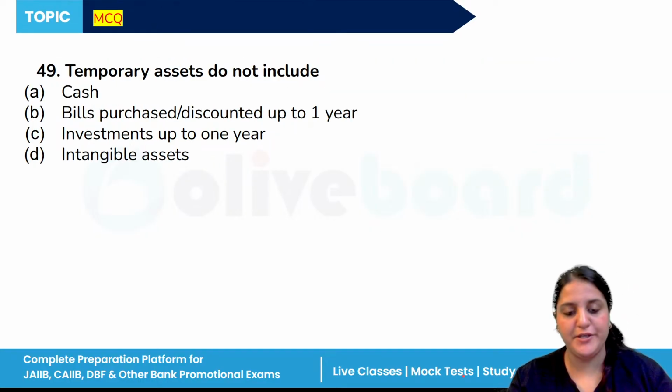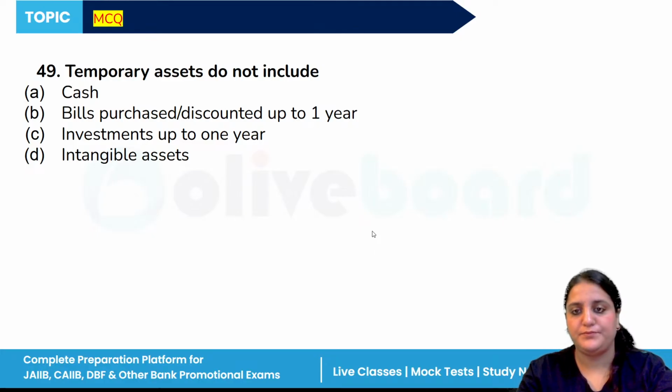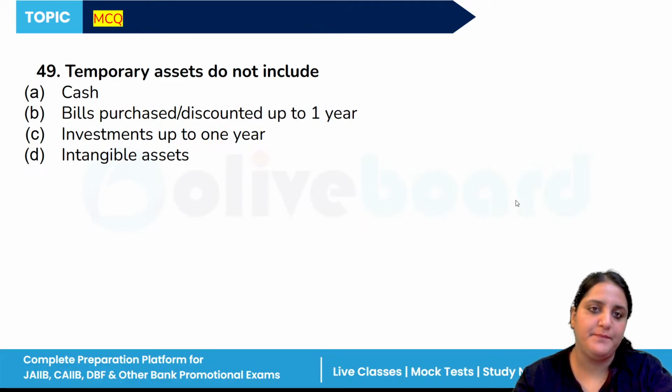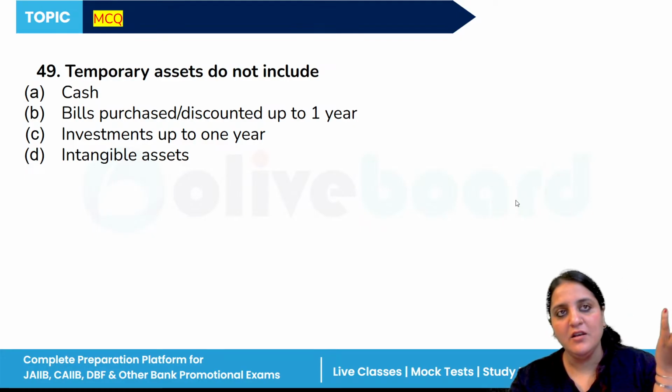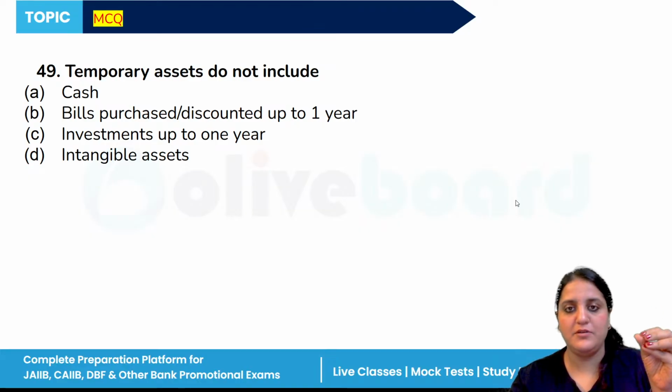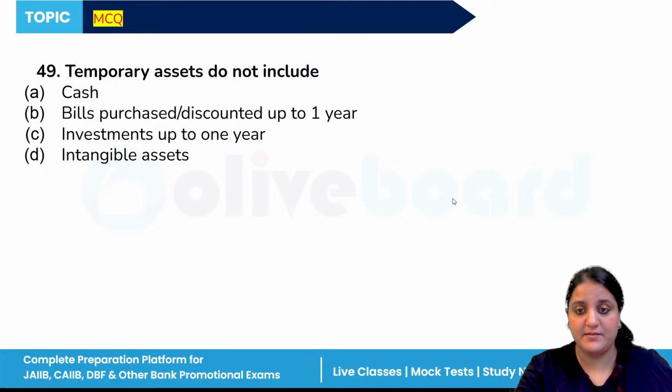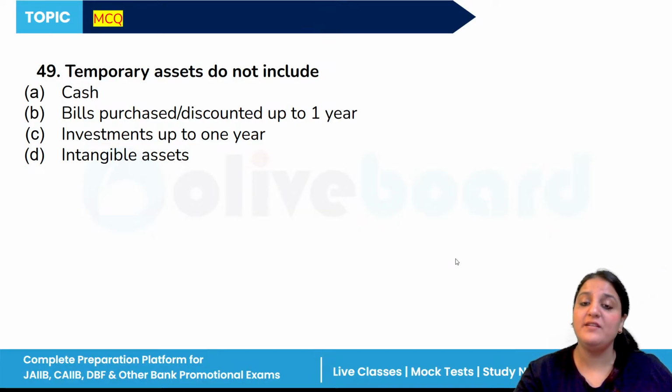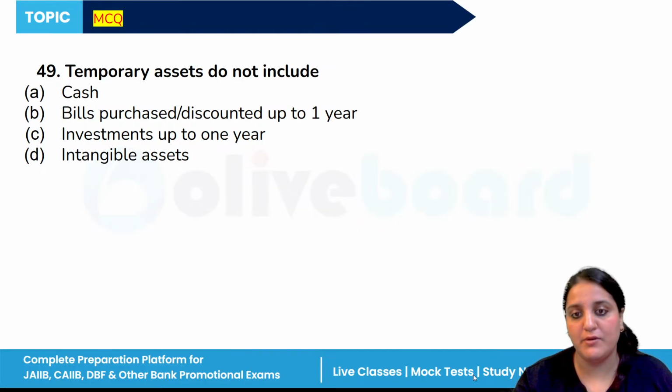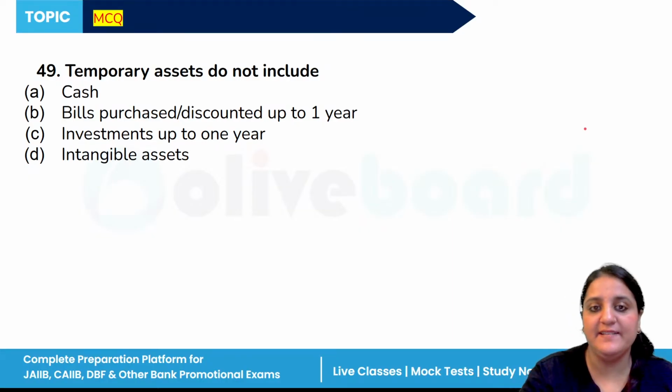Temporary assets do not include cash? Temporary, because cash is the dirt of hand, so that is temporary. Current asset, bill purchase discounted up to 1 year, temporary. Investment up to 1 year, temporary. Intangible assets, not temporary. These are long term assets like goodwill. These are non-liquid and also long term assets. So option D is correct here.